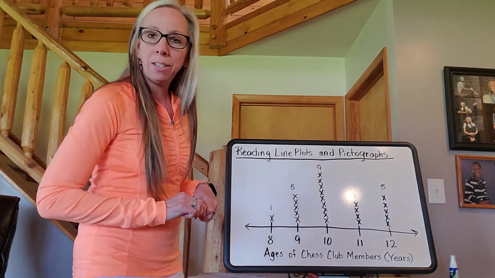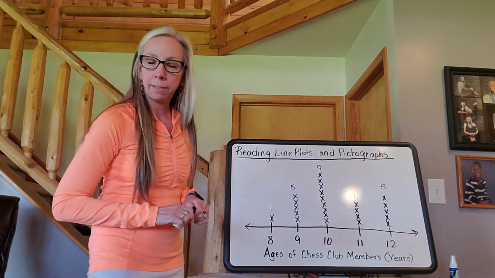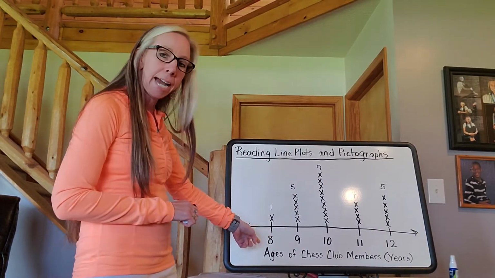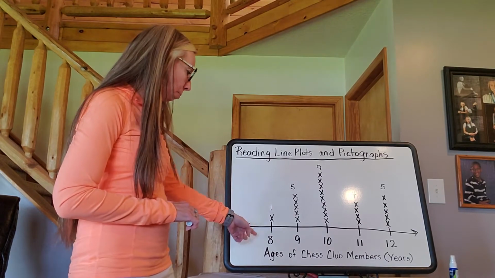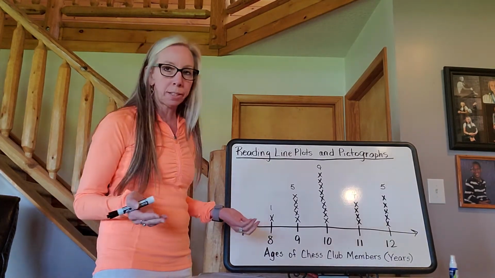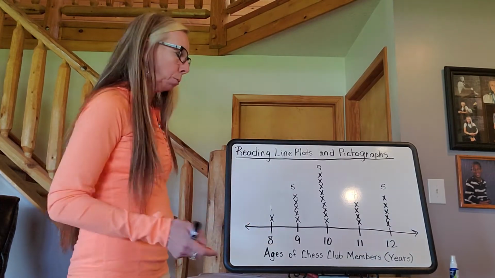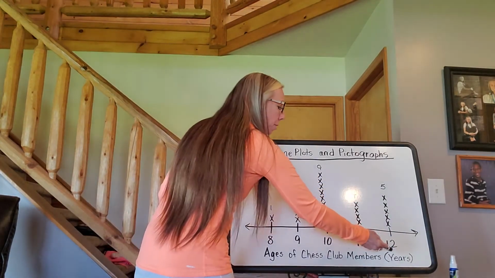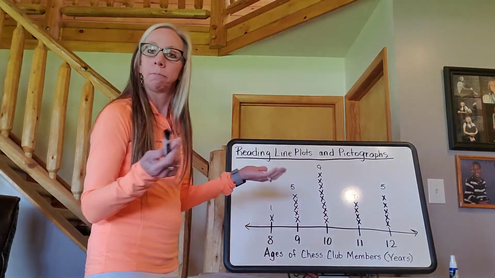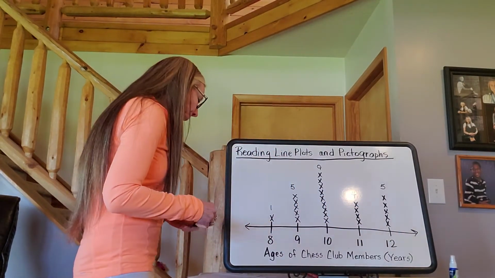How old is the youngest member of the chess club? The youngest member would be the youngest age. So the youngest member would be 8. That's right. How old is the oldest member of the chess club? Well, we would go to the highest number of years. The highest number of years is 12. So the oldest members are 12 years old.